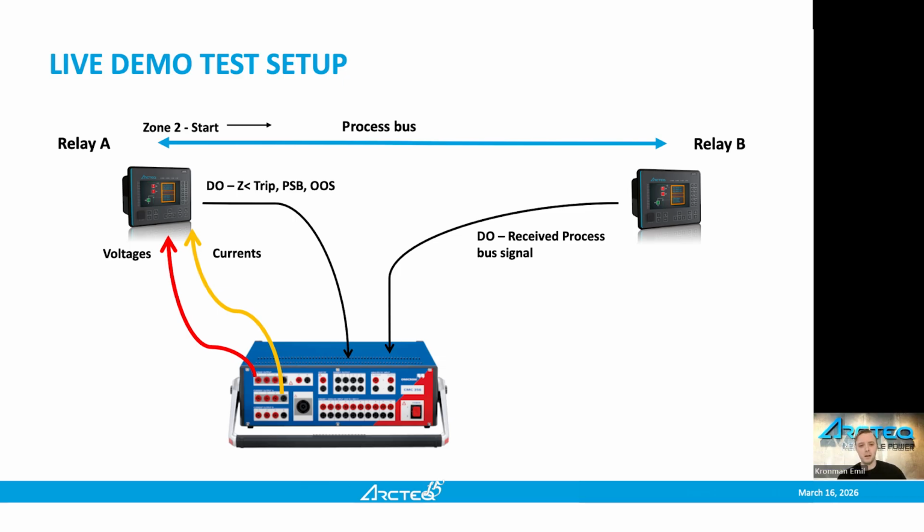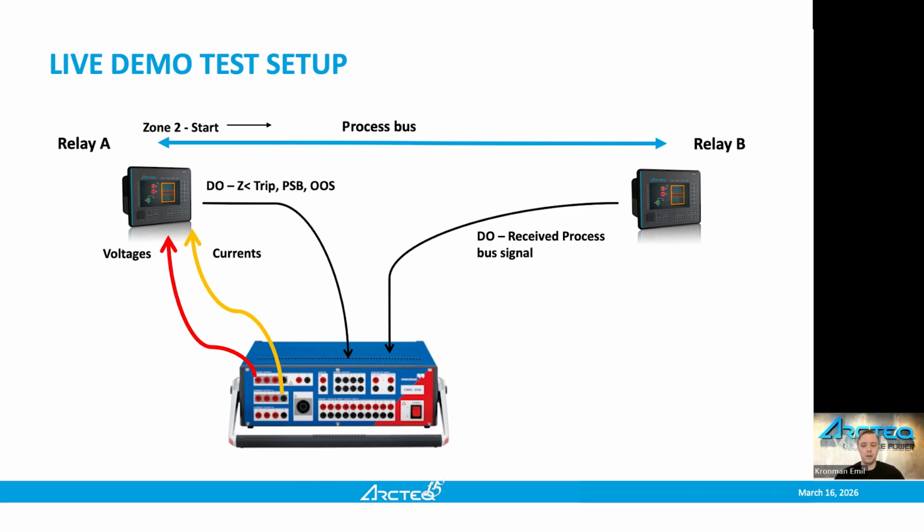So I will show you this quick test with the Omicron. In this test setup, we have an Omicron and 2 relays, relay A and B. With the Omicron, we are testing the relay A distance function. We are injecting the voltages and currents to relay A, and we are monitoring the relay A distance tripping output, as well as the power swing blocking activation and out of step tripping output.